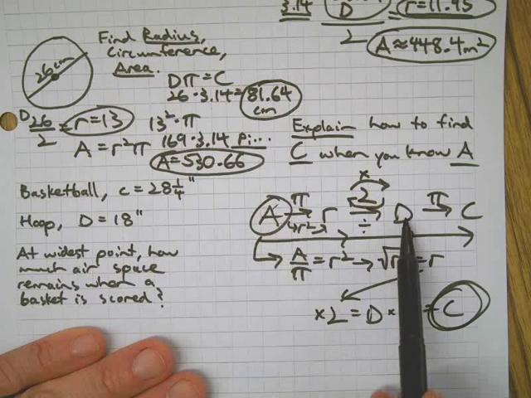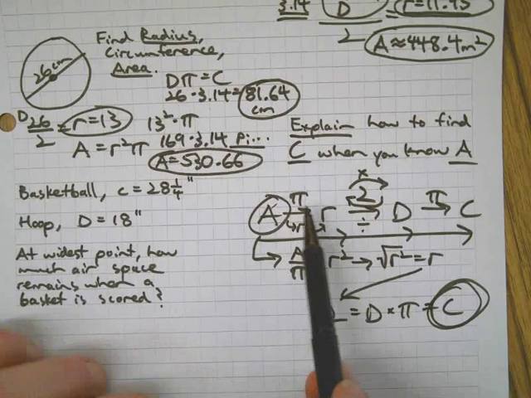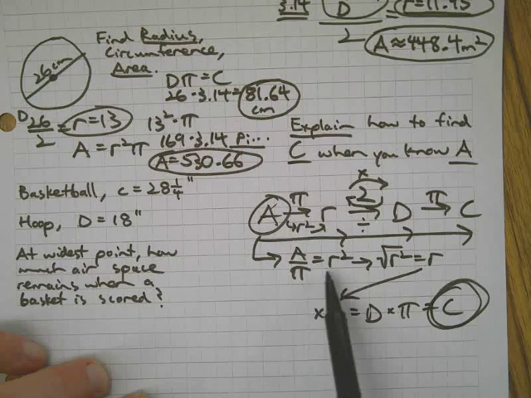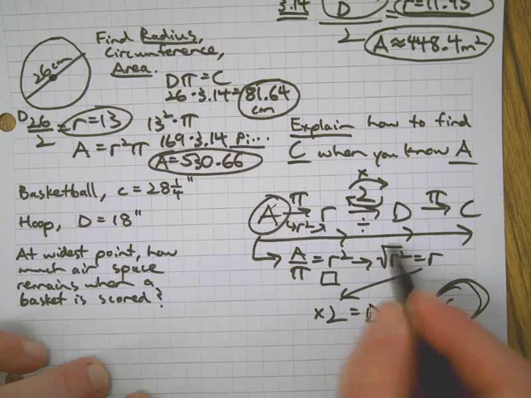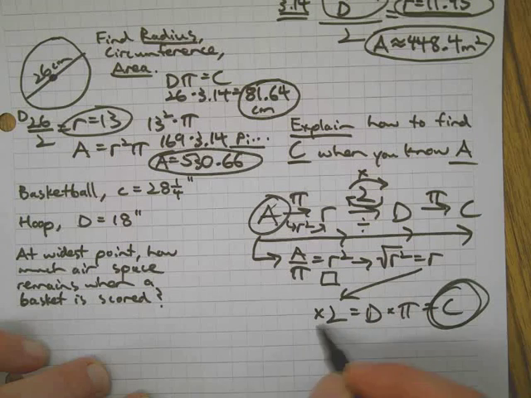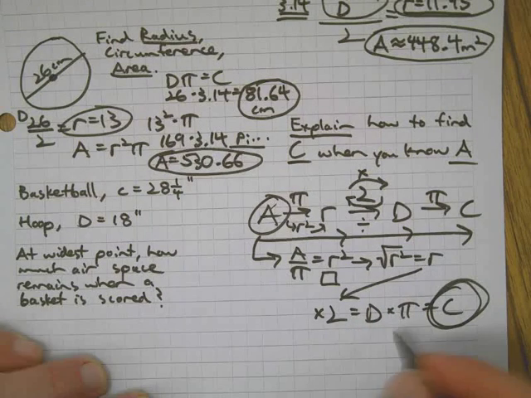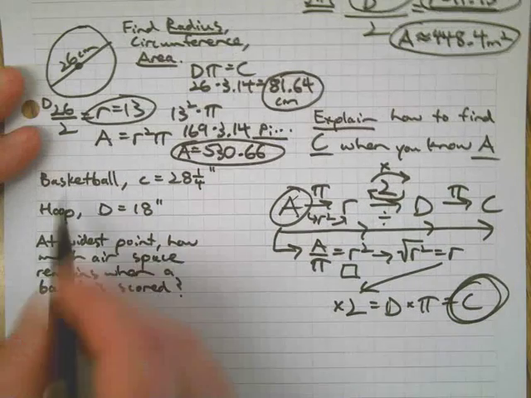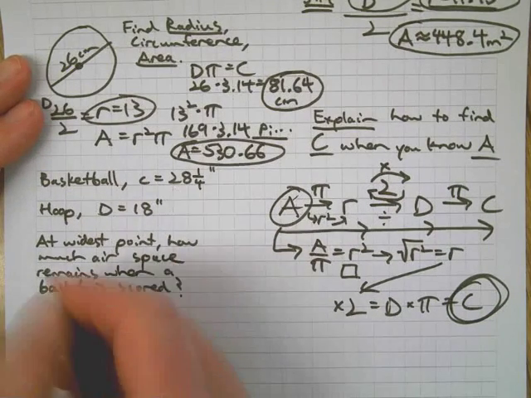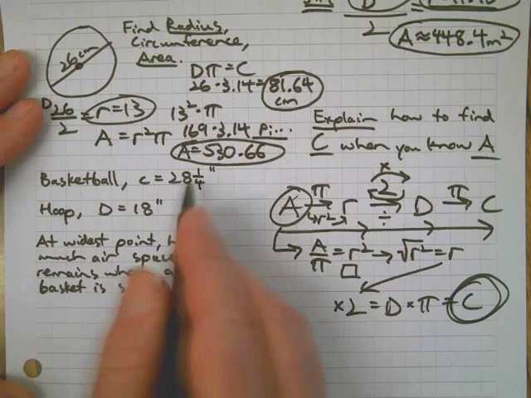Okay, that's how you get from area to circumference. You have to go in this order. You can't jump to diameter without getting radius first, right? So divide by pi, get the square of the radius, then take the root of that square to get the radius, then times 2 for diameter, then times pi for circumference. Easy peasy.